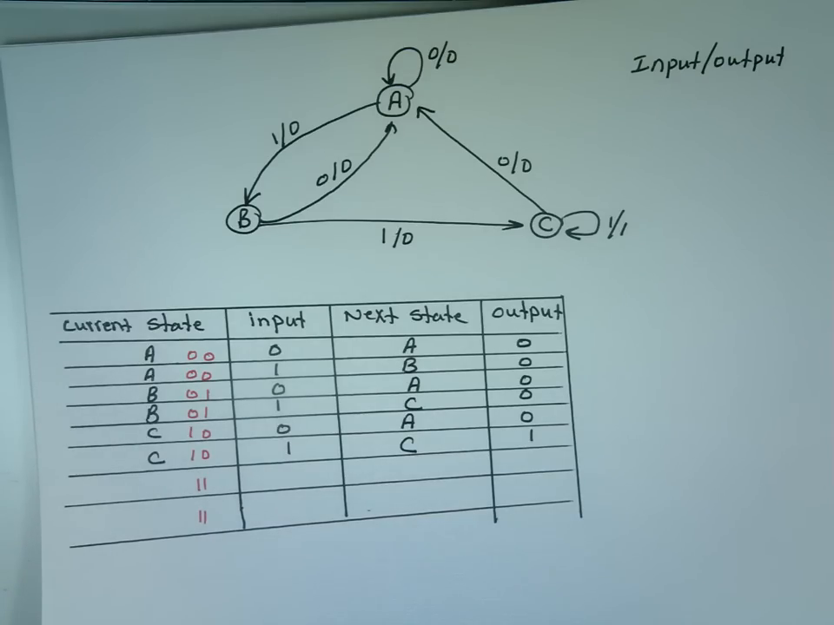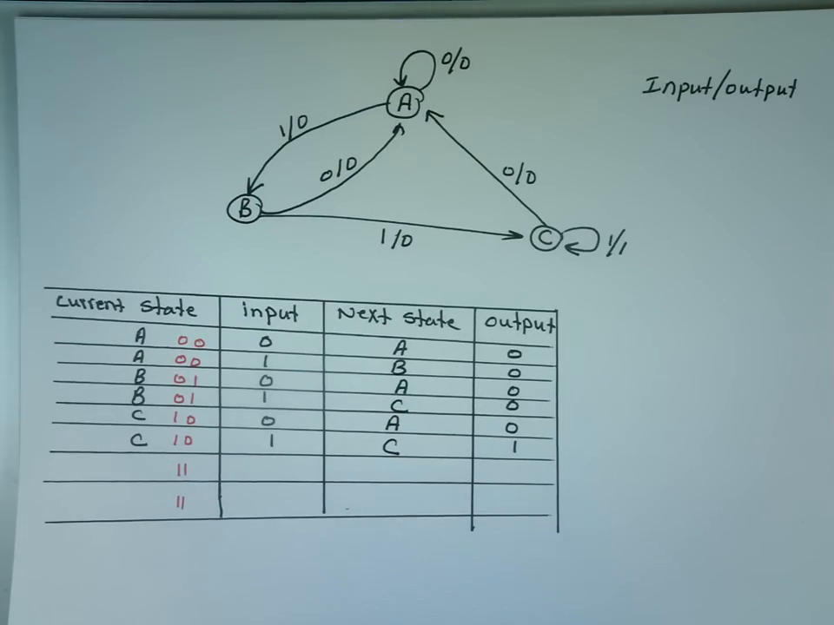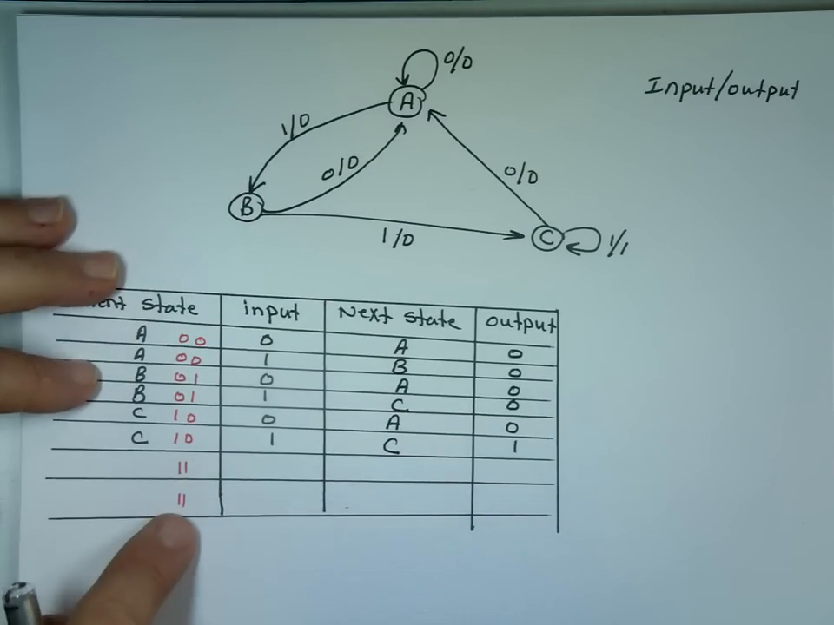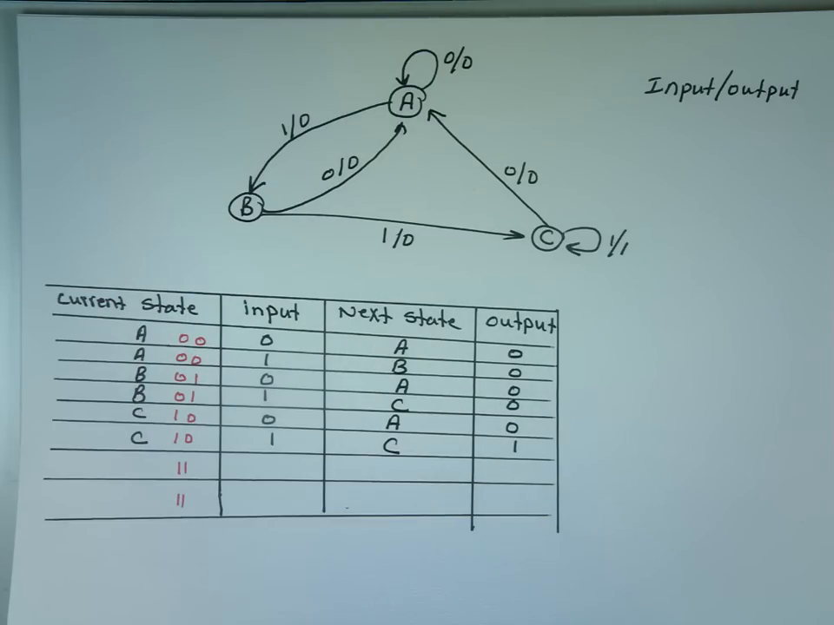So we have here unused states. And again, you're the designer, you have to decide: if I see 1, 1 as the current state, what do you want the machine to do? Do you want the machine to reset itself and go back to this one, start from the beginning?